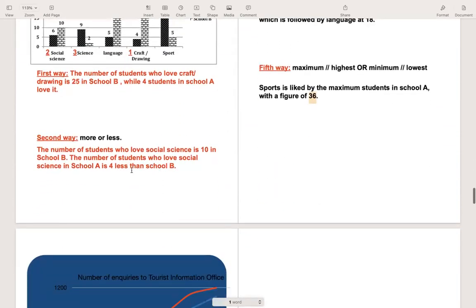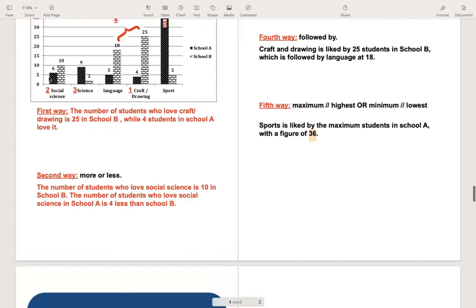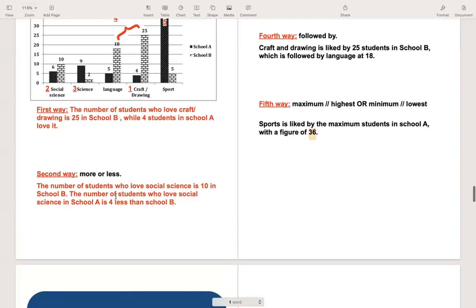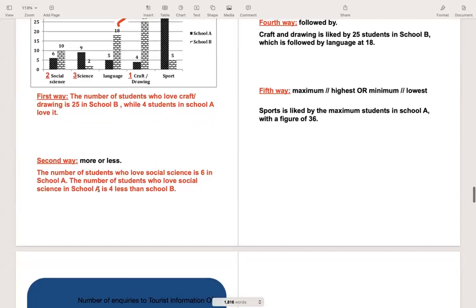Okay. Change the sentence. First write about school. So I'm writing school B first. You write school A first. Let's see. I'll write school A first. What's the value here? 6, right? School A 6. Now you want to write about school B. So I'll write school B is 4 more. It's not 4 less, it's 4 more than school A. Your wish, right?